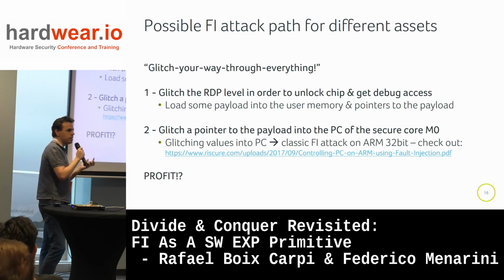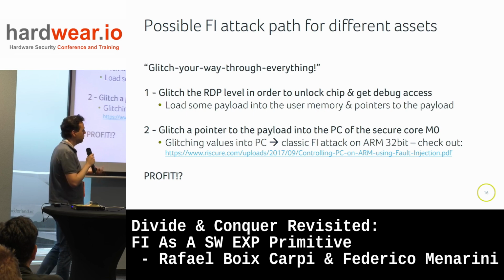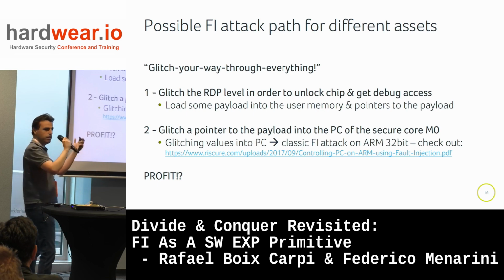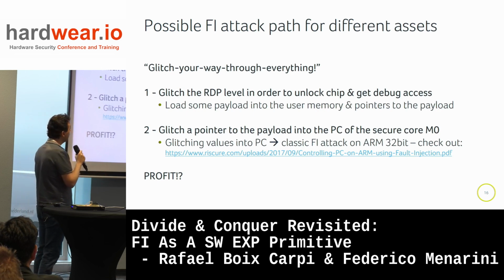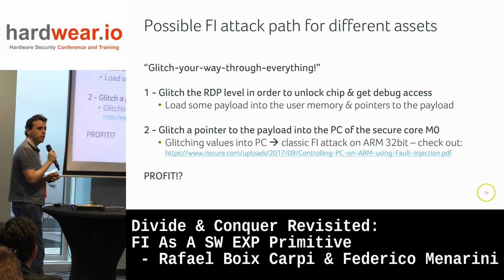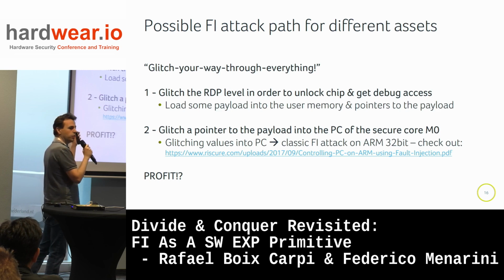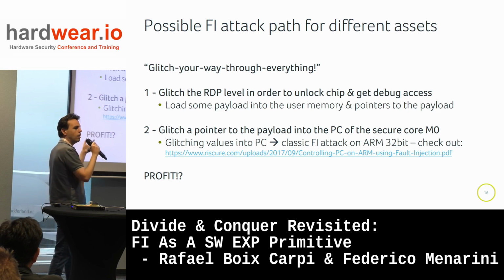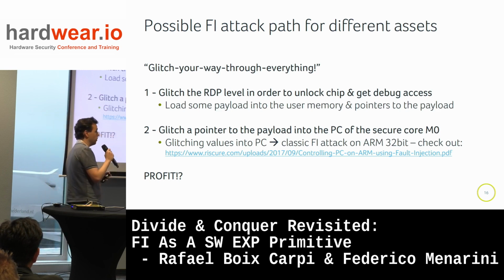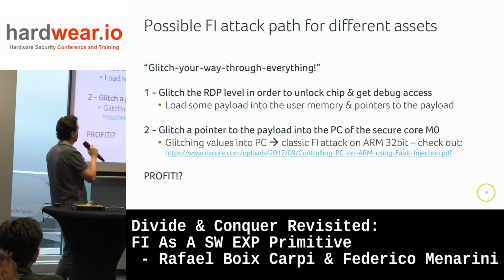At Riscure, we usually try a lot of FI things. So we can also think of, okay, let's FI, let's glitch our way. And if you glitch your way through everything, in this setting, first we will need to glitch this readout protection level in order to unlock the chip and at least put some data on it. Okay. And if we want to put data, what do we want to do?